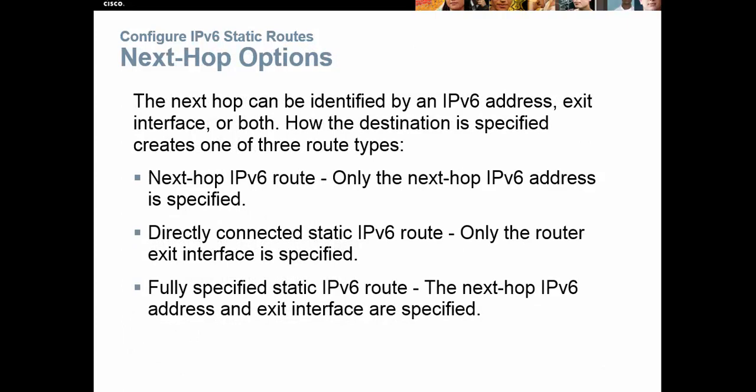The next hop can be identified by an IPv6 address, an exit interface, or both, just like with IPv4. And how the destination is specified creates one of three types of routes. You have your next hop IPv6 route, where only the next hop IPv6 address is specified. This should sound familiar to the IPv4. We have directly connected static IPv6 routes, where only the router exit interface is specified. And then again, the fully specified static IPv6 route, where the next hop IPv6 address and your exit interface are specified.